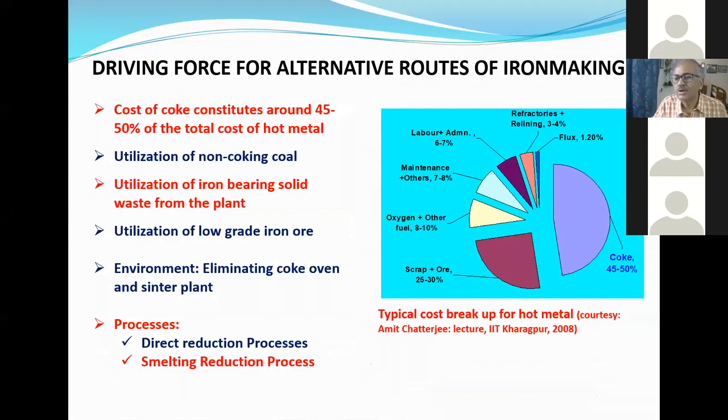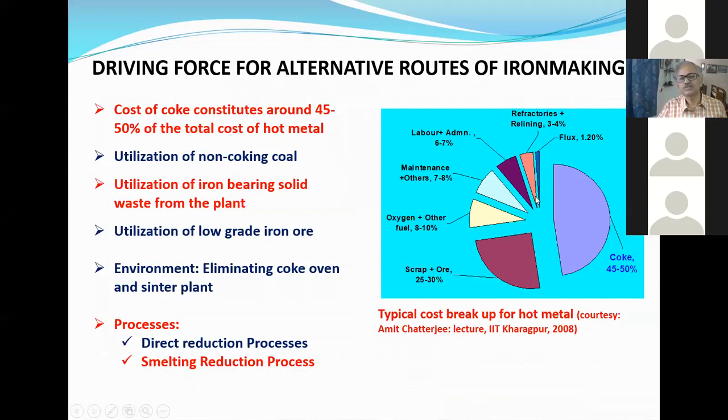Now I will talk about some of the driving forces for the alternative routes of iron making, basically some of the DR and SR processes. Now, what is the driving force? Let's see. That is the driving force for alternative routes of iron making.